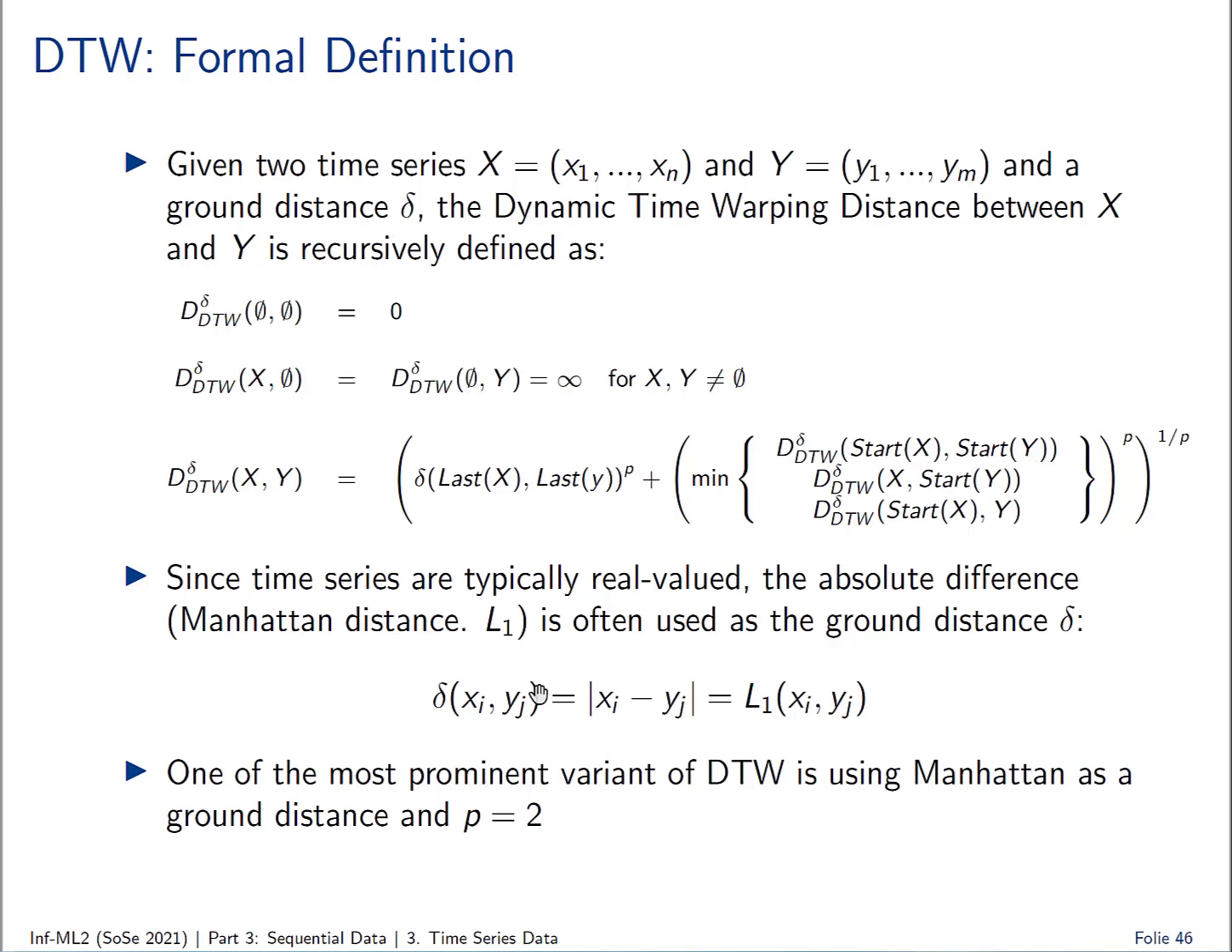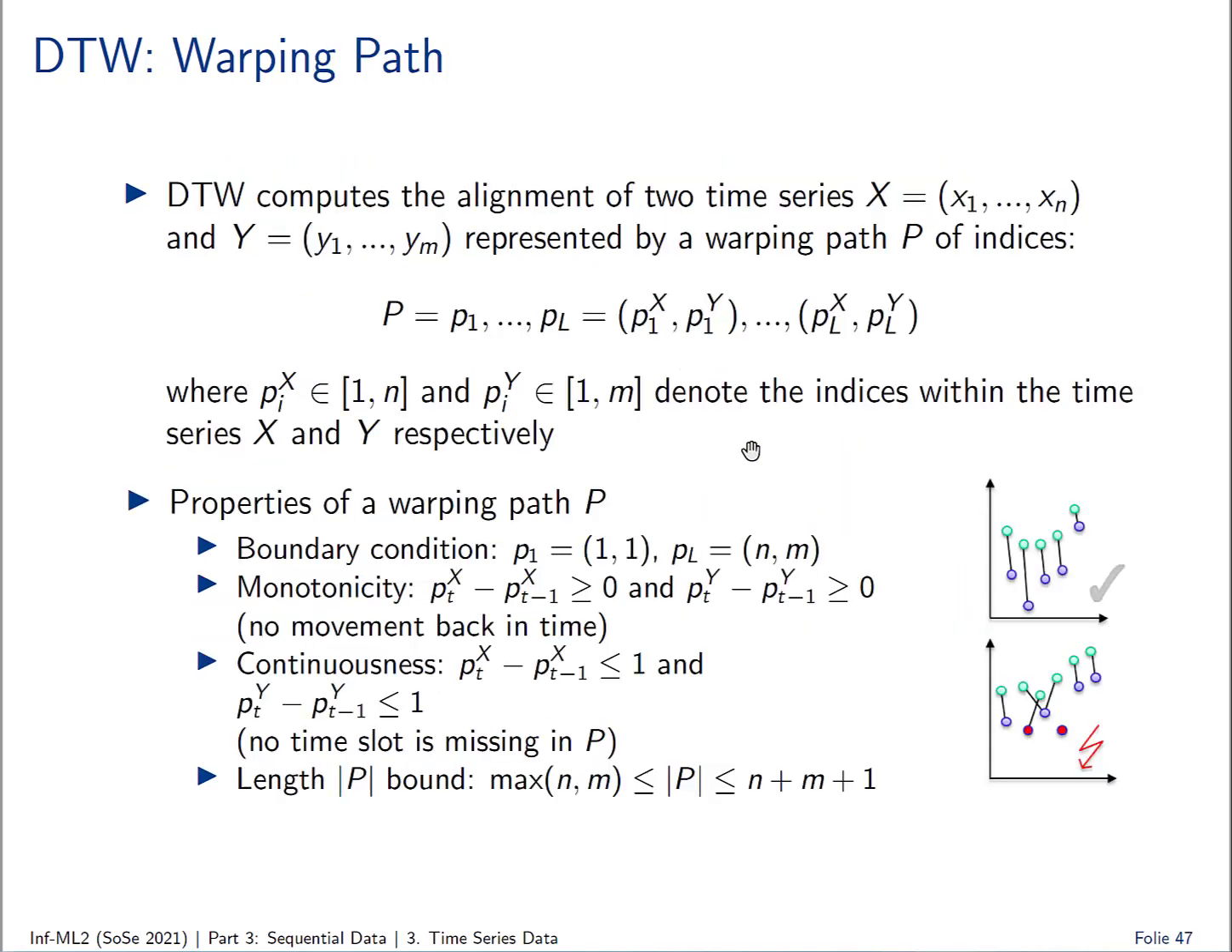And the most prominent variant of dynamic time warping is Manhattan distance as a ground distance, as just explained here. And for P, we use 2, so we take the Manhattan distance as ground distance to the power of 2 plus this one here. Okay, which is basically something like the Euclidean distance somehow. But not now the Euclidean distance, because we are now allowing for time warping, which is down here for this stretching along the time axis.